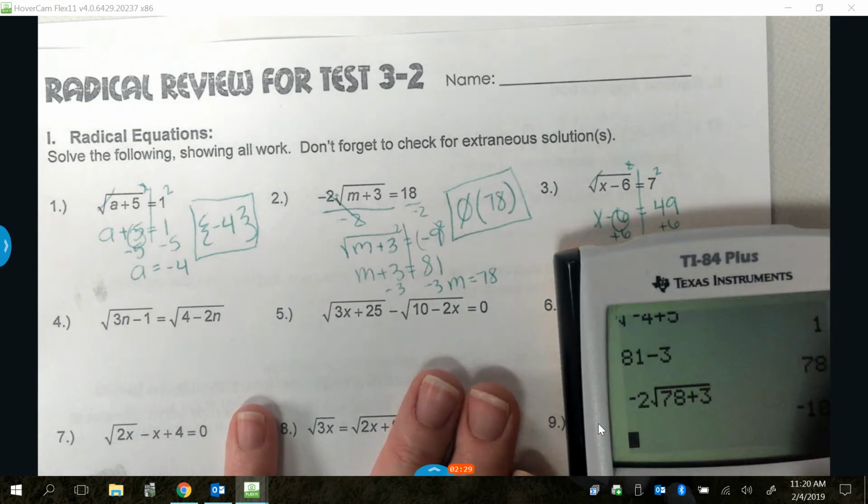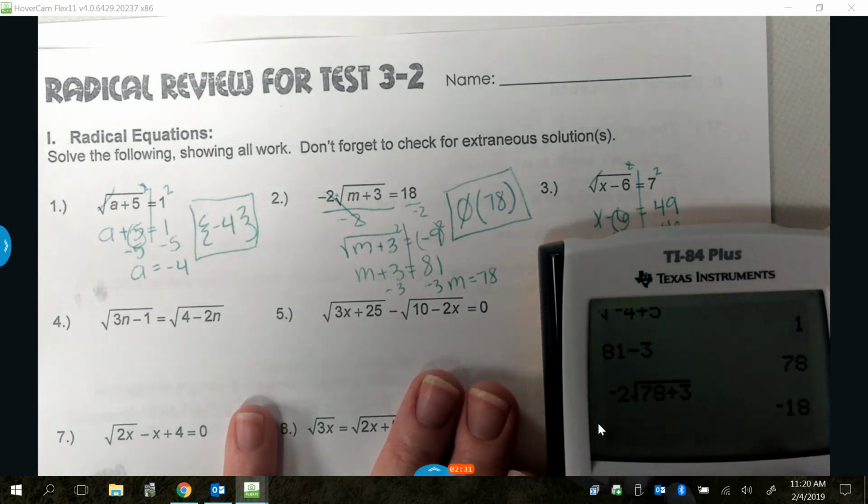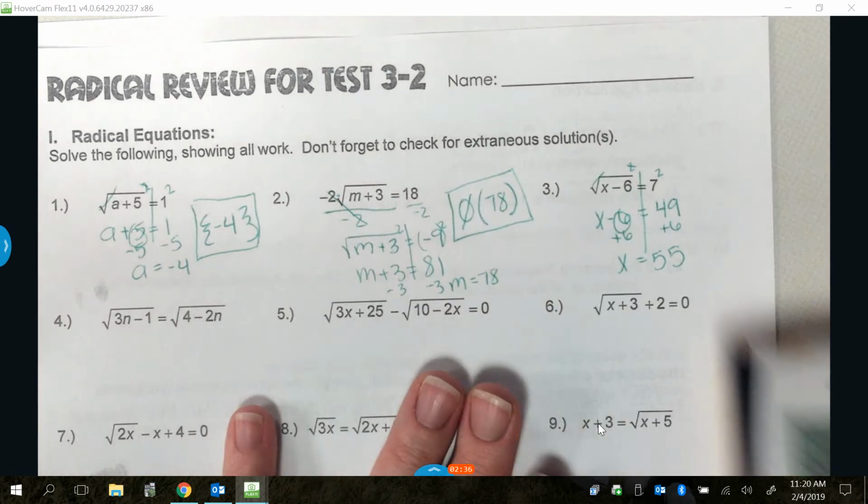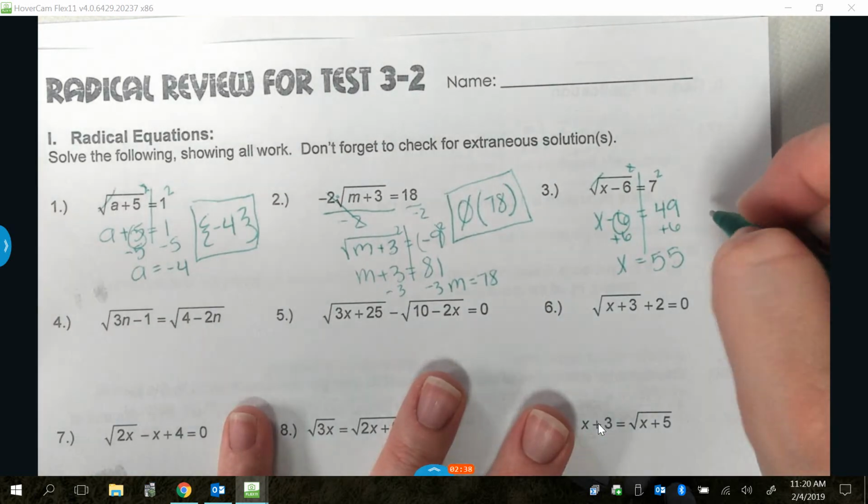Okay, so we plug it in. This should work. Square root 55 minus 6 should equal 7, and it does. Therefore, this is a solution.